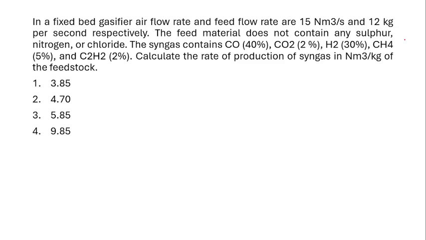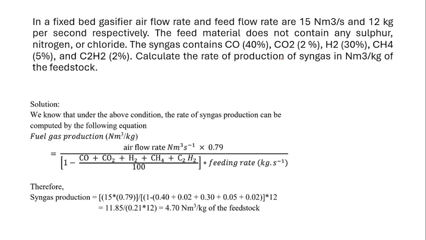They are asking you to find the syngas production. What is the amount of syngas produced? That too in terms of Newton meter cube per kg. So there is no need for conversion of units. You have Newton meter cube per second and you have the kg, so it's very simple to find the Newton meter cube per kg of the feedstock. The right answer is 4.7. We will look into the solution.